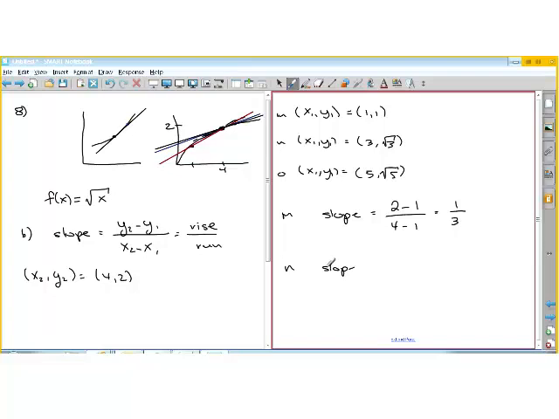Okay, then we go to n. That's the blue line. And so we have, sorry, let's try this again. 2 minus the square root of 3. So that's y2 minus y1 divided by x2, which is 4, minus x1, which is 3. And I'm just going to plug it into my calculator, which I've got to find.